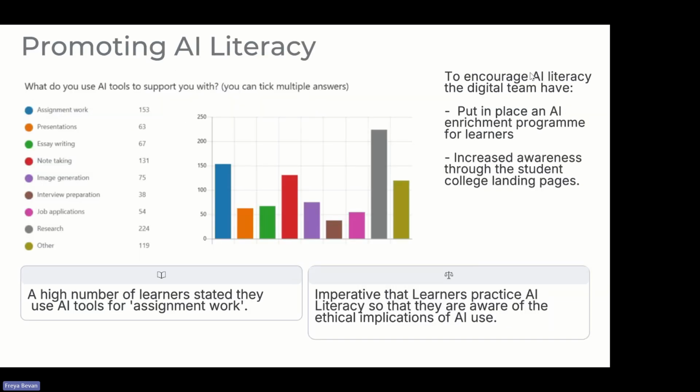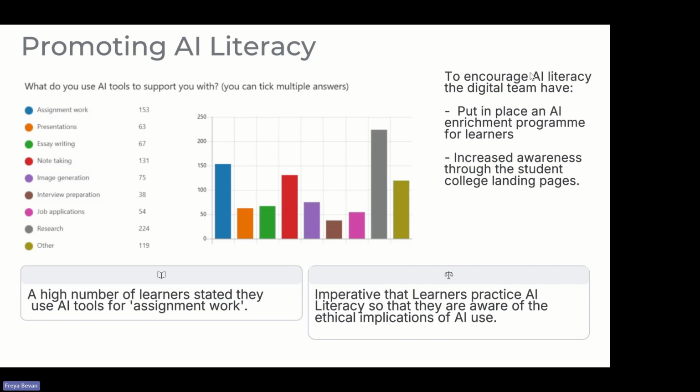So going back to the survey that we did last summer, this is just a screenshot of one of the responses that we had from our learners. The question was, what do you use AI tools to support you with? And we found that there was a real range of different responses, but a high number of learners said that they use AI tools for assignment work.